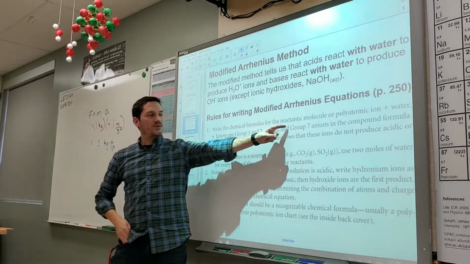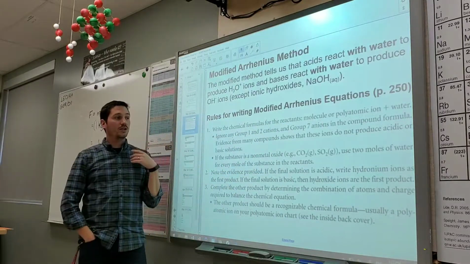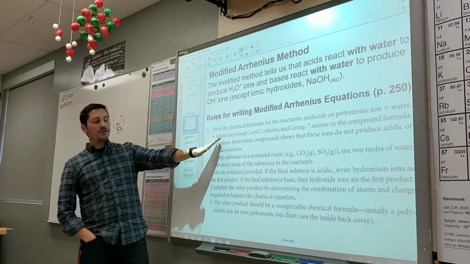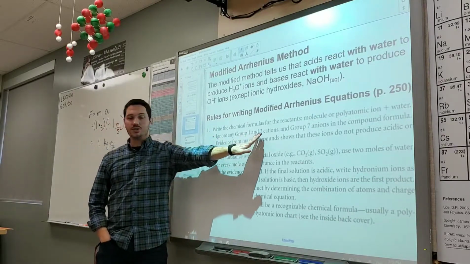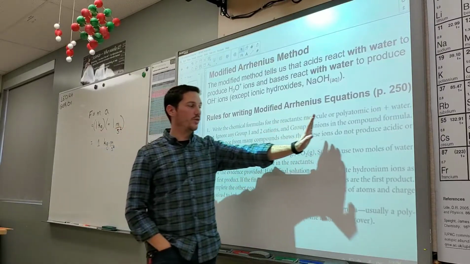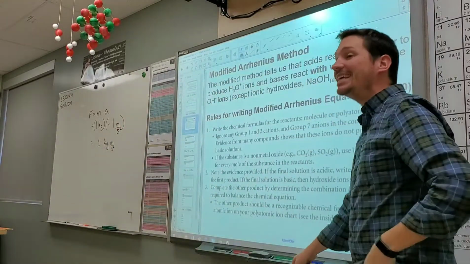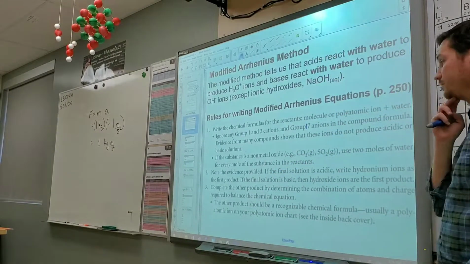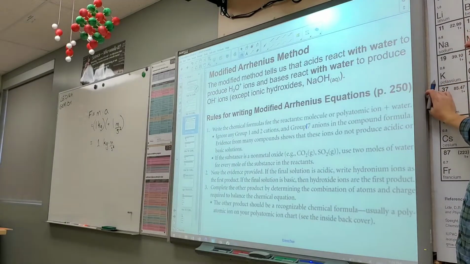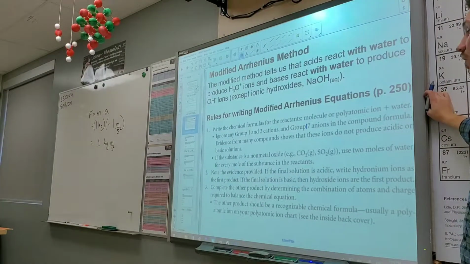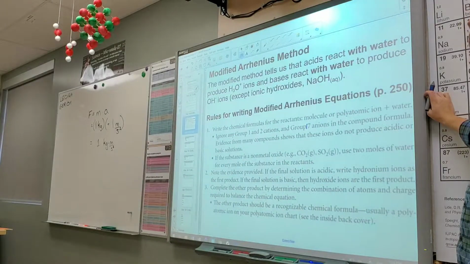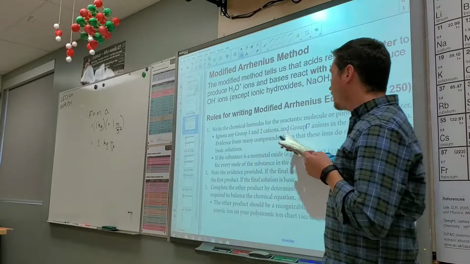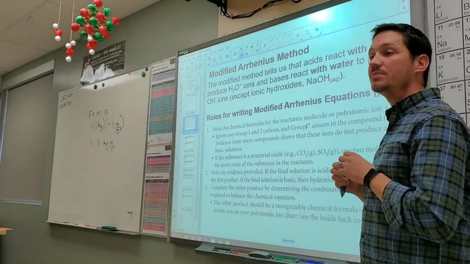Write the chemical formulas for the reactants, the molecule or the polyatomic ion, plus water. So what we want you to do is ignore any group 1 or 2 ions, and we also want you to ignore any group 17 anions. Evidence from a lot of compounds shows that these ions do not produce acidic or basic solutions, so we ignore them. What that means is that group 1, 2, and 17 ions are often spectators.